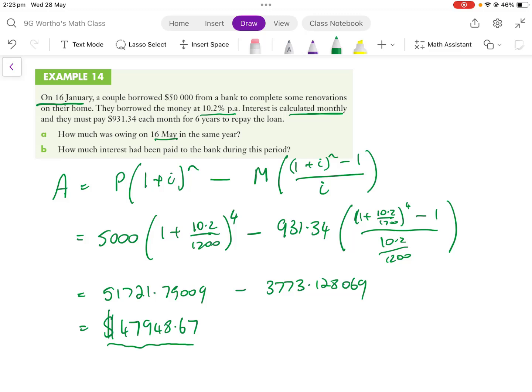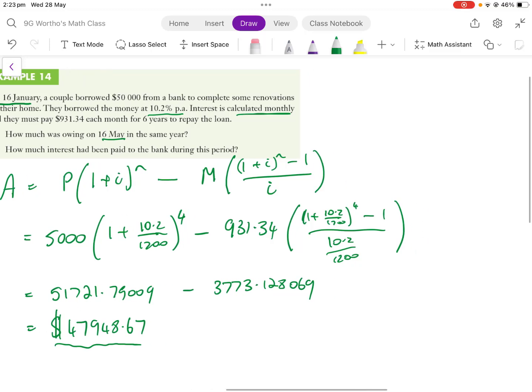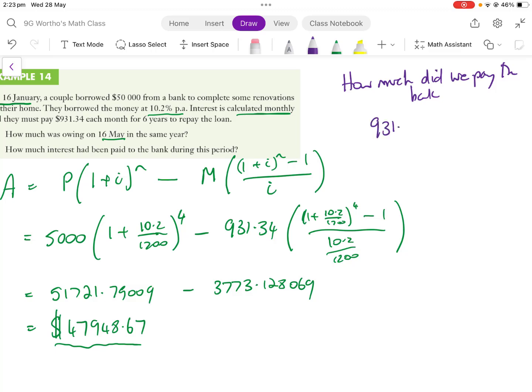Now, there is a second question there, and it says how much interest has been paid to the bank during this period. Okay, so we need to ask ourselves, well, how much did we pay the bank? So I'm just going to go over here. I'm going to change the colour pen. So how much did we pay the bank? All right, well, we paid them $931.34 4 times. All right, that's the amount we paid the bank. So $3,752.36. That's how much we gave to the bank.